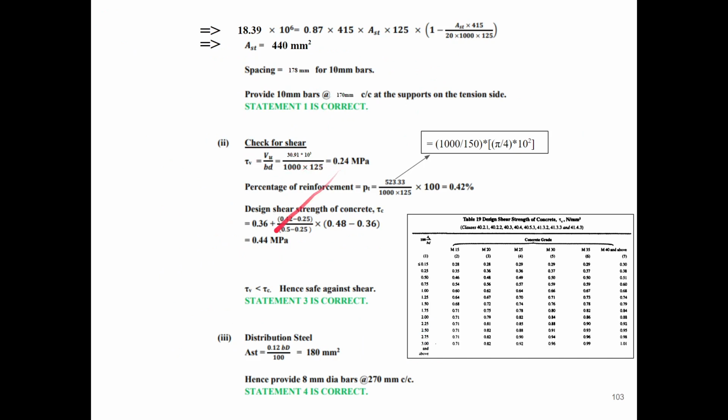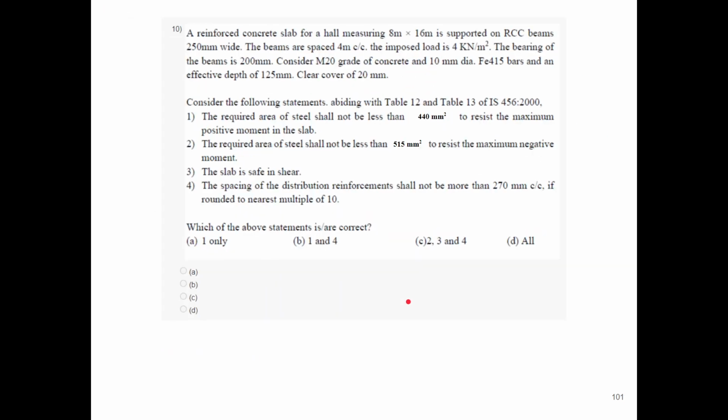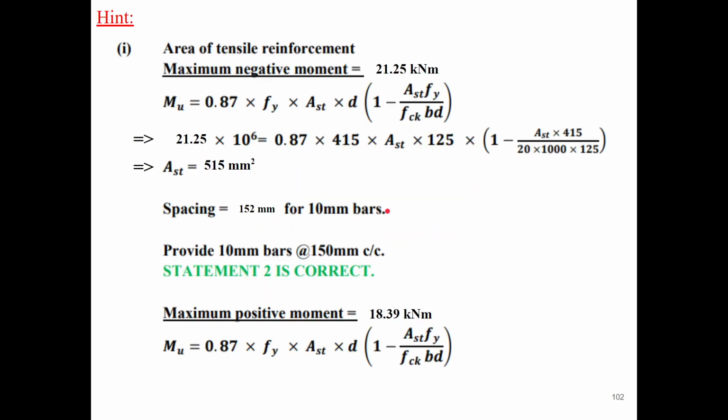Checking for shear, tau v is 0.24 and tau c is 0.44. So tau v is less than tau c, so it is also safe against shear. So 3 is also correct.